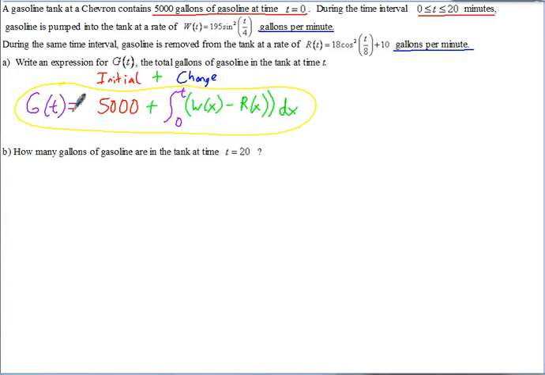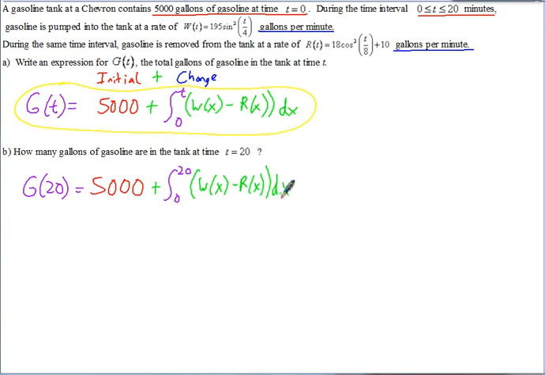And part B says how many gallons of gasoline are in the tank at time 20. So now we can use the function we just got right here to find G(20). So the initial 5,000 plus the change here, this would be the integral from 0 to 20 of dx. And now you can see why we wouldn't want to put the 20 there and there, which is why we change the variables to x. So W(x) minus R(x).